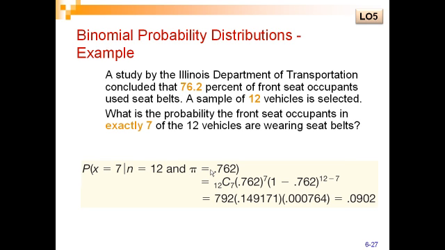A study by the Illinois Department of Transportation concluded that 76.2% of front seat occupants use seat belts. That means that both occupants of the front seat were using their seat belts. Suppose we decide to compare that information with current usage. We select a sample of 12 vehicles. What is the probability the front seat occupants in exactly 7 of the 12 vehicles are wearing seat belts?